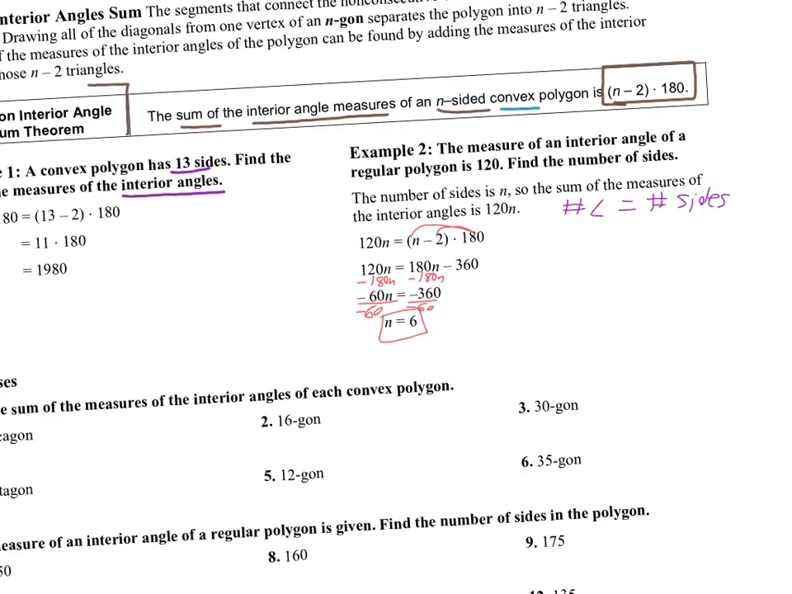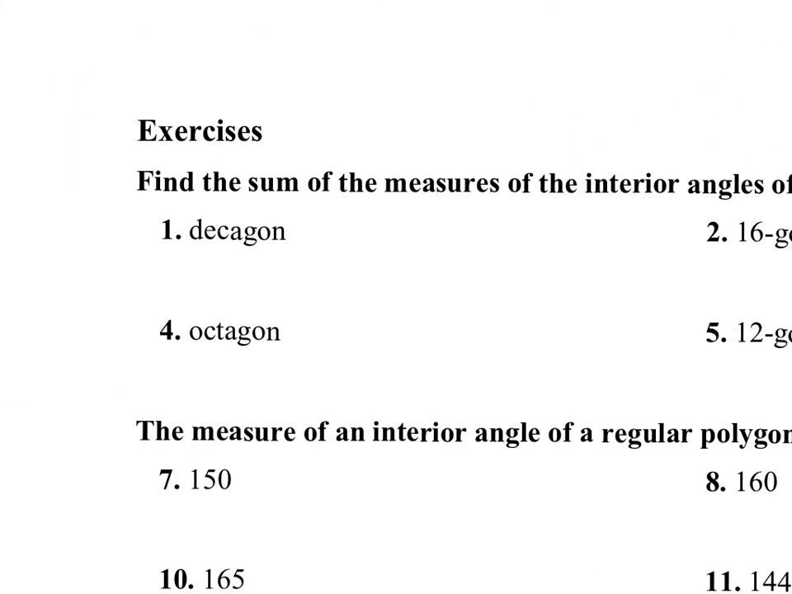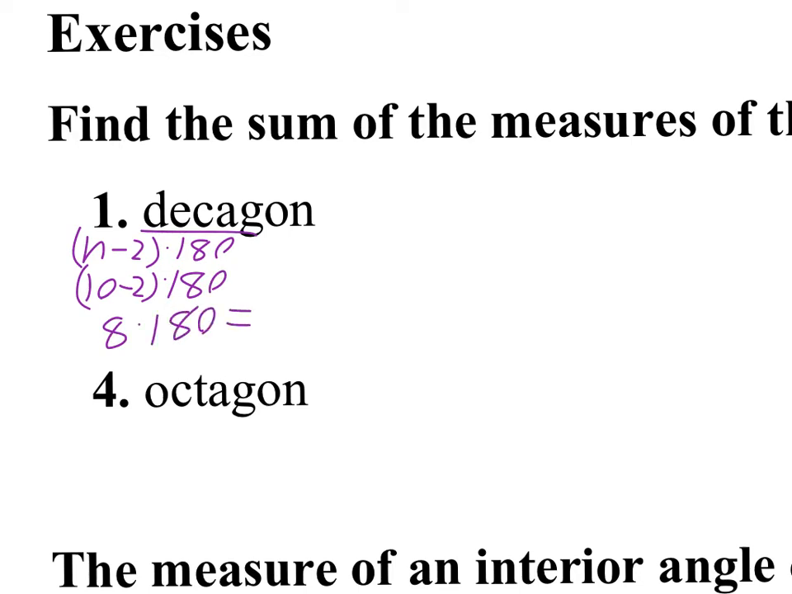All right, so let's take a look at some exercises. Exercise 1, the decagon. Decagons have 10 sides, so n minus 2 times 180, or 10 minus 2 times 180, which is 8 times 180, to give us 1,440 degrees.